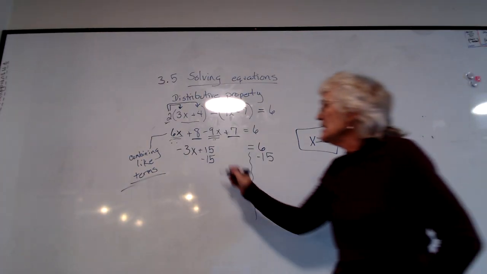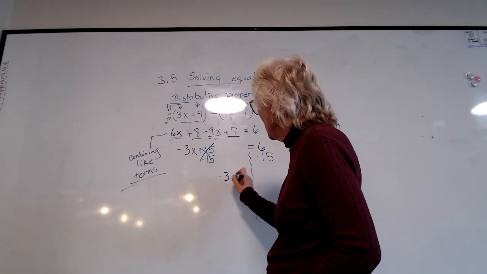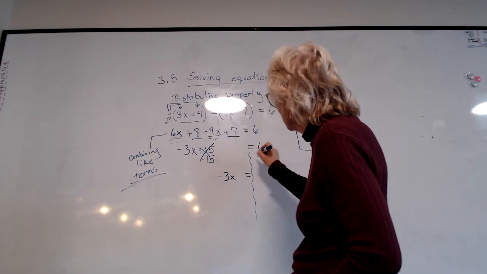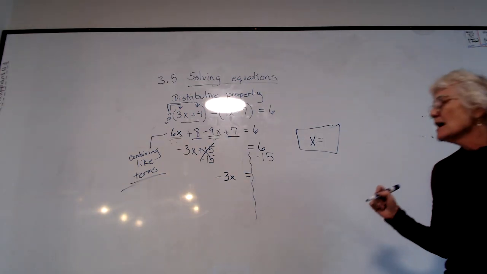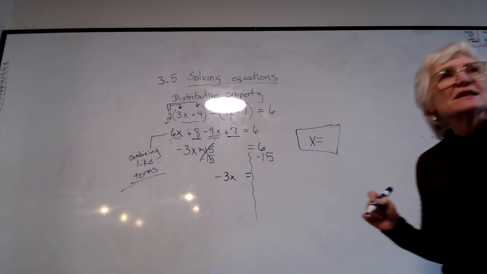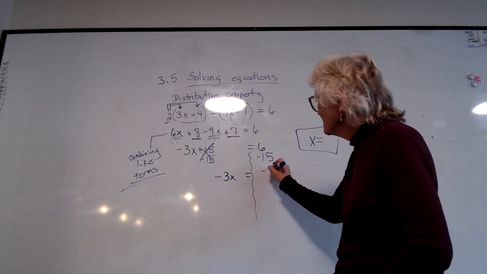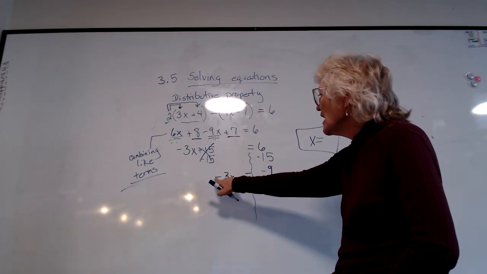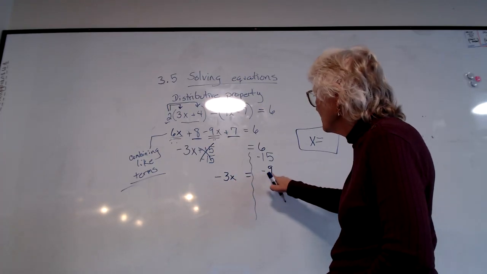Okay, so what we end up with is that disappears. So I get negative 3x equals 6 minus 15. What does that equal, Med? 6 minus 15. Negative 9. Yes, correct. That's negative 9. So now I have negative 3 times x equals negative 9.